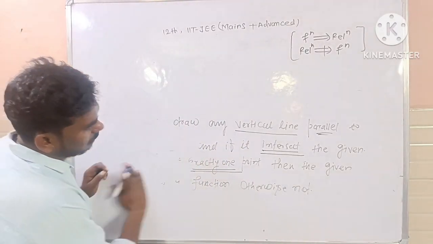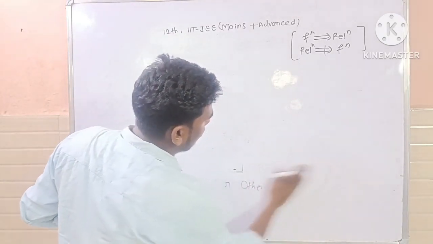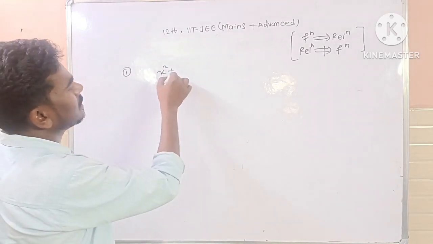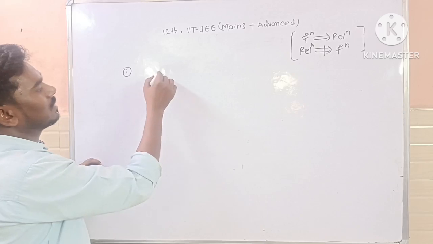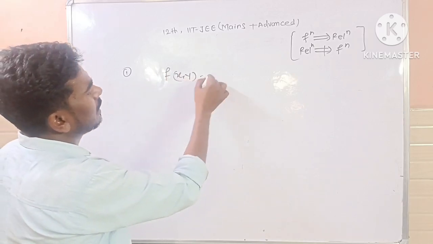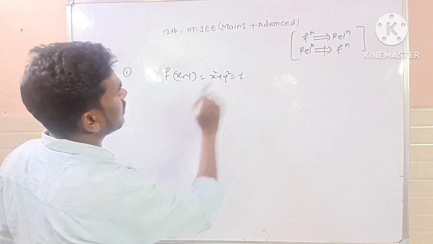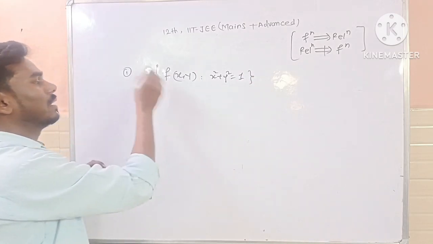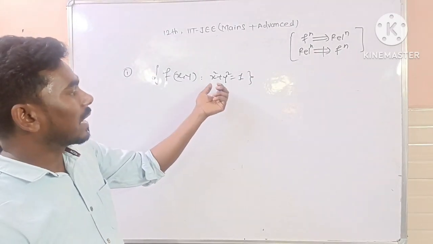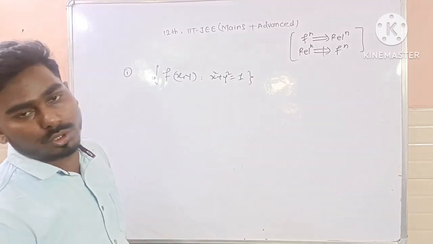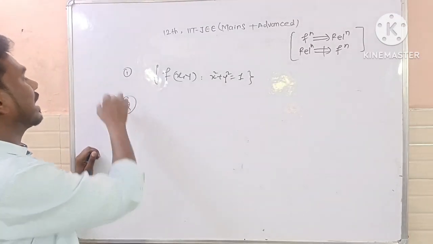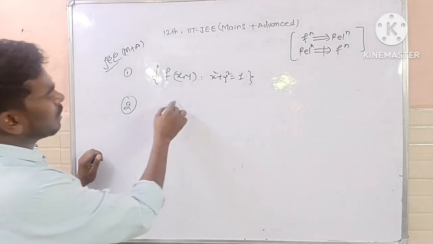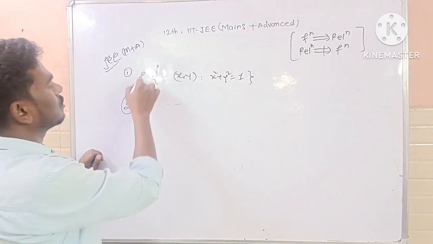Now we can put some examples to give a very clear picture of a function. Suppose we have a relation, can I write it like this: x square plus y square equals 1. This is the collection of all points on the circle having center at 0, 0 and radius of 1 unit. This is for JEE Mains and Advanced.